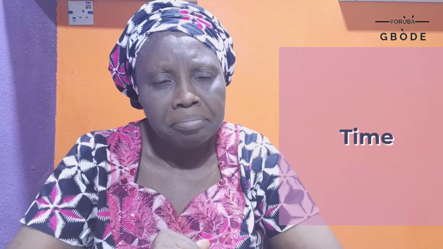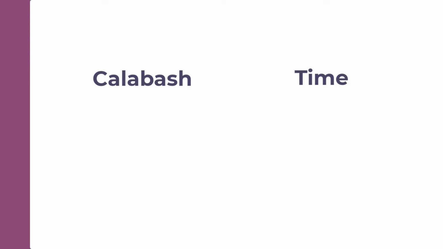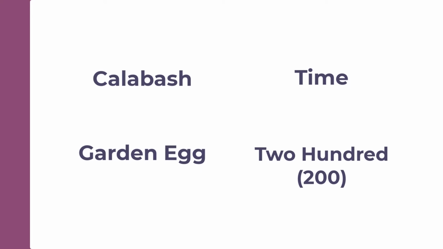Garden egg. Time. Calabash. And 200. Let me go over it again. Calabash. Time. Garden egg. 200. You will see there are different words in English language. But when it comes to Yoruba language, the four of them will give you the same spelling but pronounced differently.